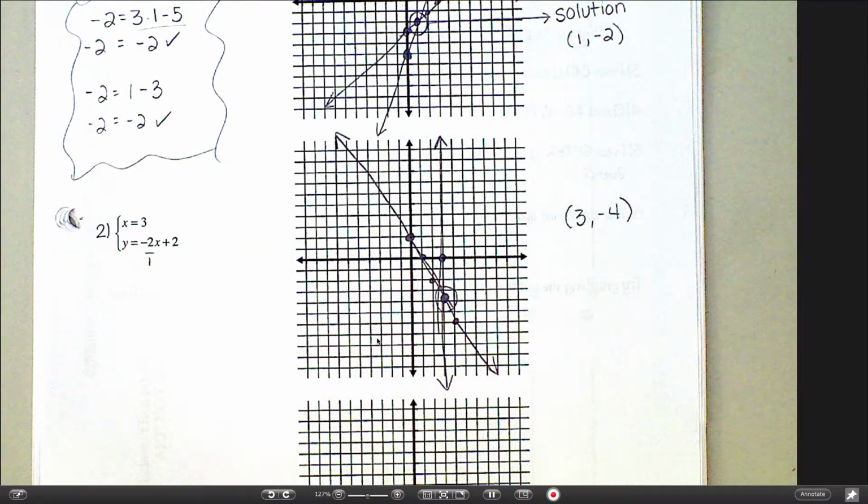Okay. 3, negative 4 on that one. Good? Okay.